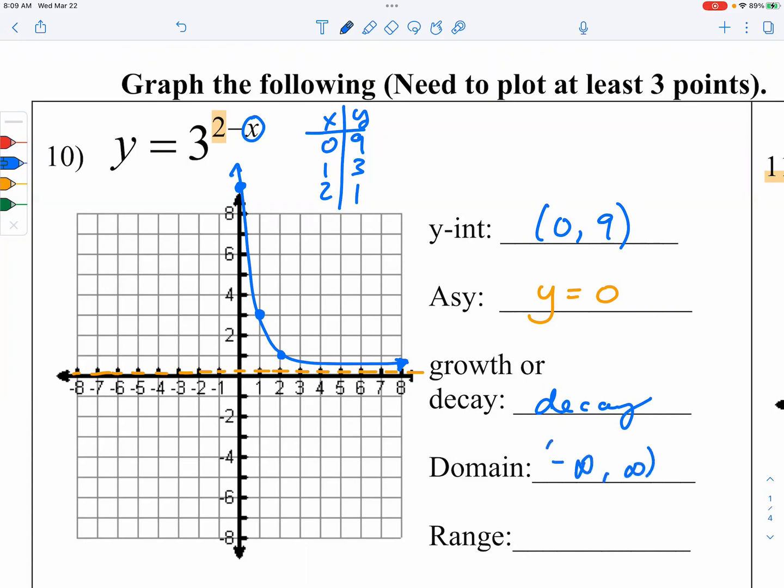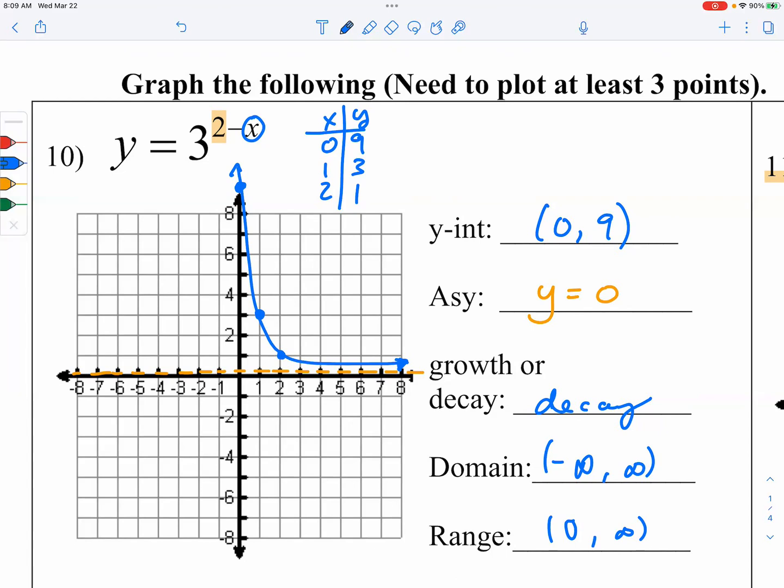Domain and range. Very obvious from the graph. Just make sure that you're reading the graph, or what you're writing for domain and range actually matches with what is expressed by the graph. Yes.